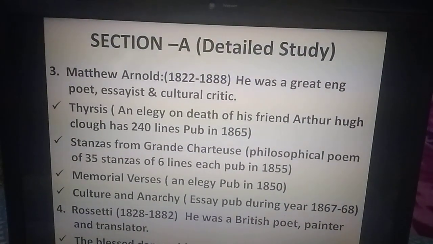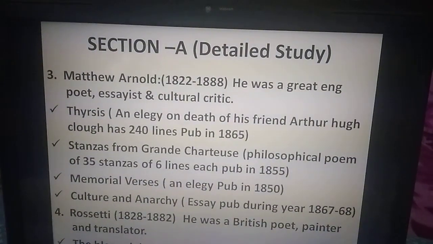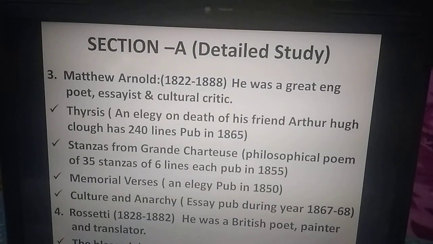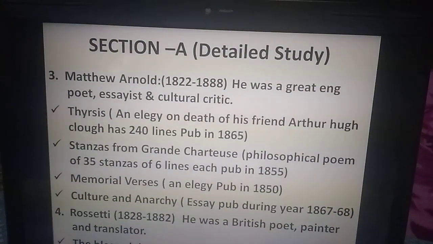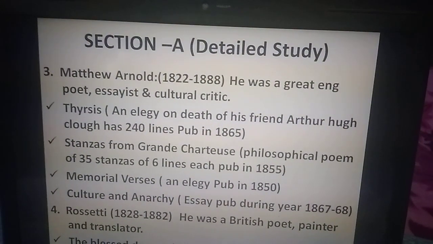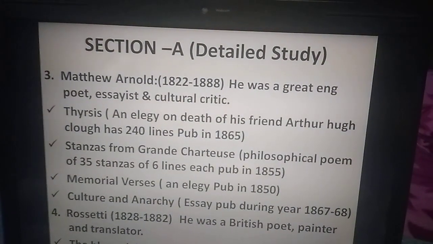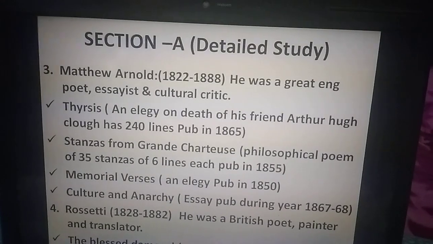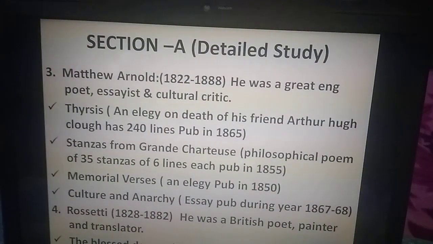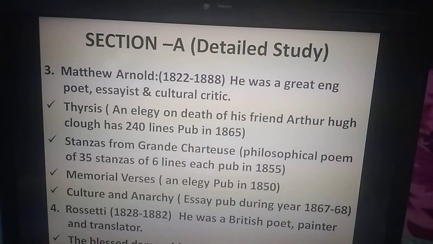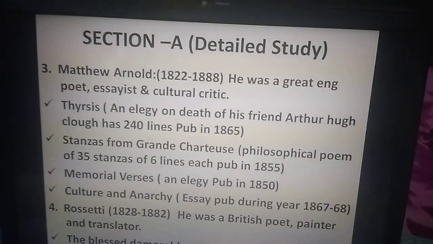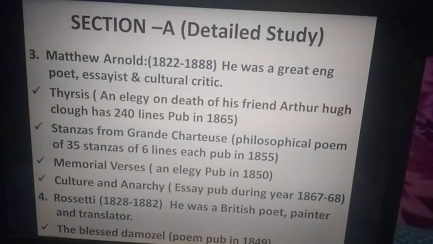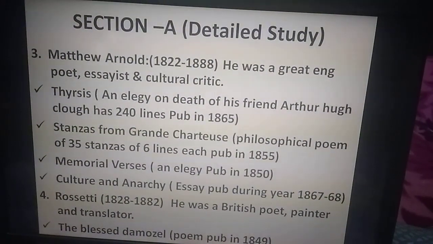The second poem is Stanzas from the Grande Chartreuse. It is a philosophical poem which was published in the year 1855. It has 35 stanzas of 6 lines each. The third poem is Memorial Verses. It is an elegy which was published in 1850. The fourth work is an essay, Culture and Anarchy, which was published during the years 1867 and 68.